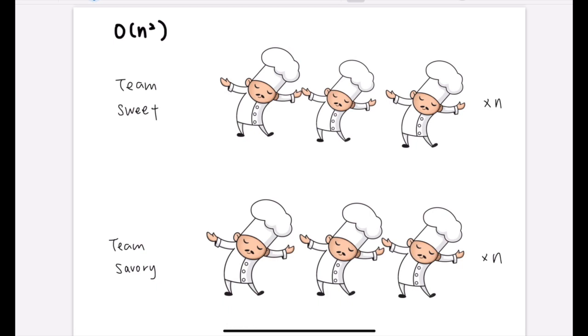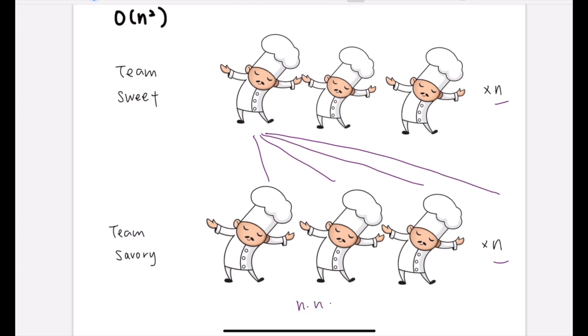An analogy that can help understand this time complexity is to imagine you are at a cooking competition. There are two teams, Team Sweet and Team Savory. Each team has n chefs, and each chef specializes in unique dishes. So to try out different combinations of unique dishes, each chef from one team needs to pair with every chef from the other team. So each of the n chefs from Team Sweet needs to pair up with each of the n chefs from Team Savory. This will create n times n, which is n squared pairings.